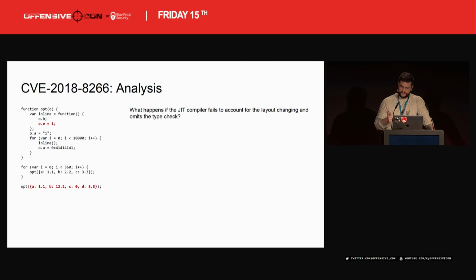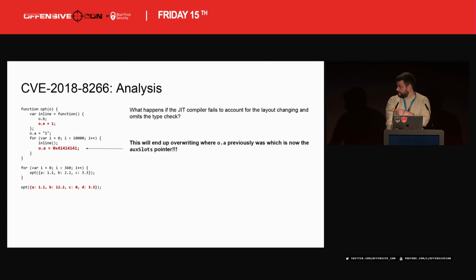So now the question is, when we set that property O.E, which effectively adds a new property to our scalar object, what happens if the JIT compiler somehow fails to account that this might change the layout, and therefore omits the type check, saying, oh, this won't change the layout, I don't really need to check if the thing is of a certain type, it will still be inlined. Well, this O.A equals 414141 will basically end up writing where O.A previously was, which is directly inside the object. But now we are using an auxSlots pointer, so we basically overwrite a pointer. So yeah, that's basically the trigger. I hope it was kind of easy to follow.